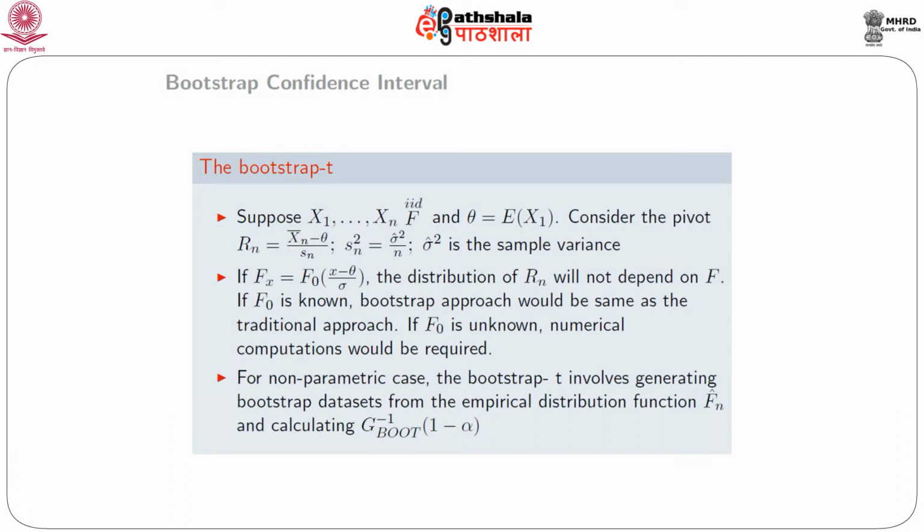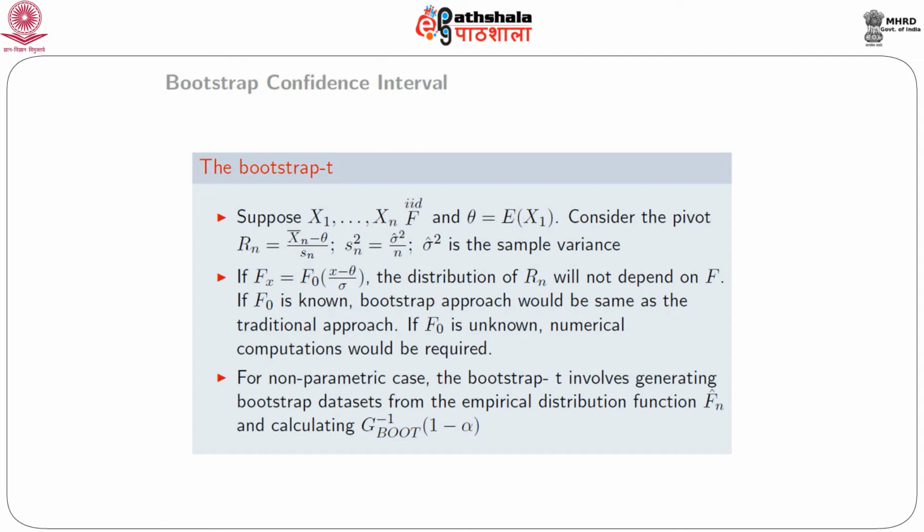So, inference for location parameters. Suppose X1 to Xn are IID F and let theta equal the expectation of Xi. Then Rn would be (Xn bar minus theta) divided by Sn, where Sn squared is sigma hat squared by n, and sigma hat squared is the sample variance. Now, if F(x) is F0((x minus theta) by sigma), then the distribution of Rn will not depend on F. If F0 is known, the bootstrap approach will be the same as the traditional approach. But if F0 is unknown, then numerical computations will be required to obtain the bootstrap approximation of F0.